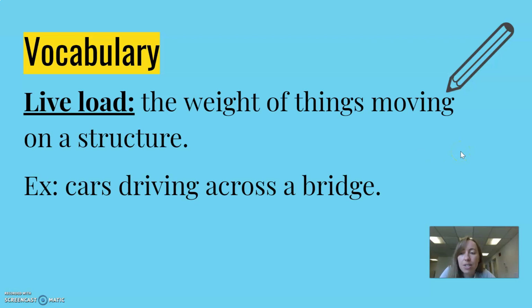A live load is the opposite. A live load is anything that's moving on a structure. The classic example of this would be a car driving across the bridge.